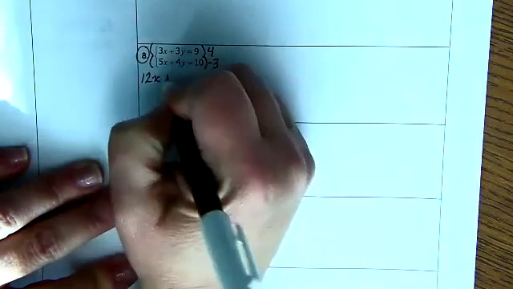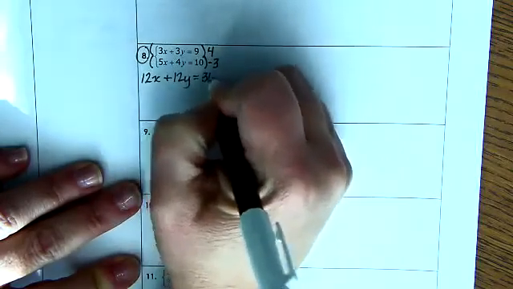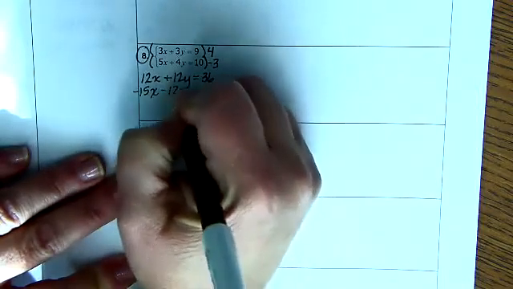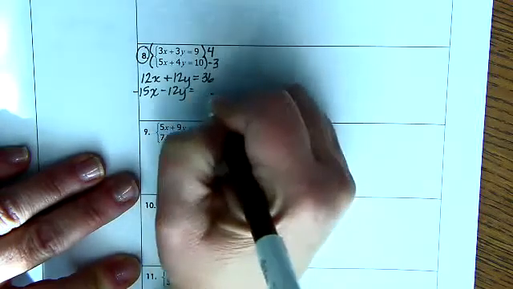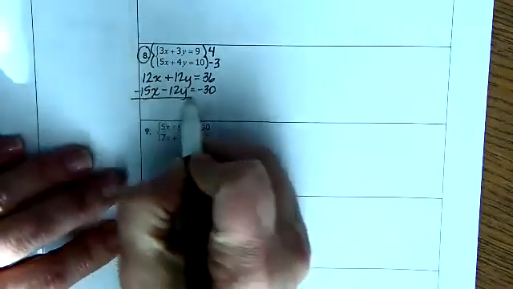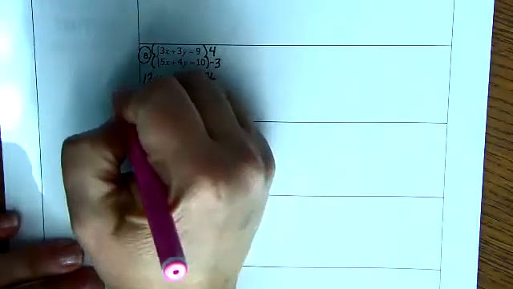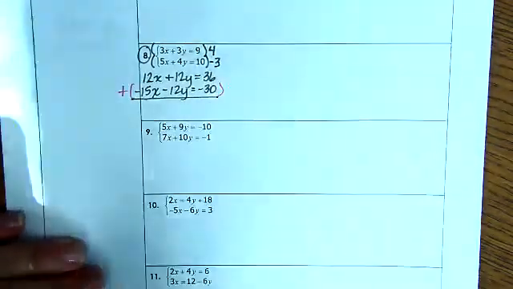Okay, so I've got 12x plus 12y equals 36. I have -15x minus 12y equals -30. There's my two equations. Now I'm adding the two equations together.